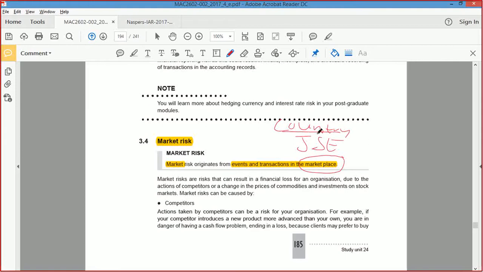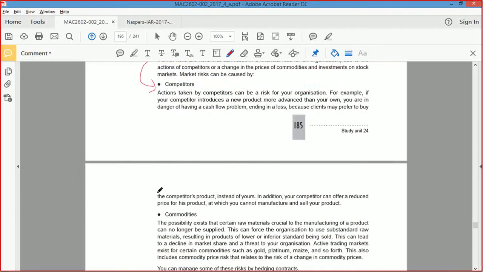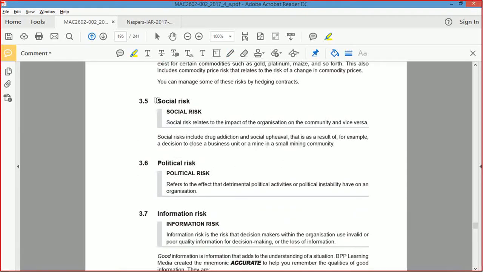Right, you've got more here. Market risk. Again, keep it simple. Think about the market. Market means events or transactions in the actual marketplace. So things that happen in the market that affect the business. So the JSE, the country, that's the market. The geography, the area. Our competitors, competition, that's part of the market. So competitors will affect the market risk. Commodities, the things that are sold in the market, will affect the risk.